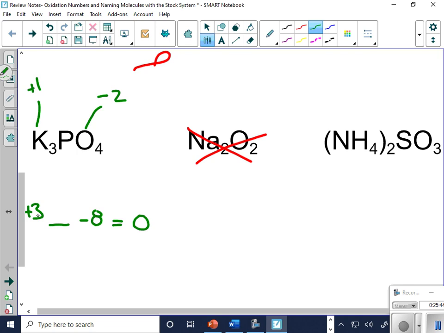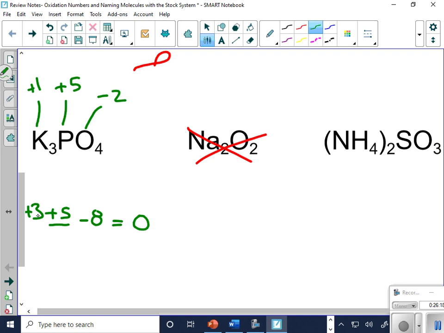So what makes that equation correct? +3 plus 5 minus 8 equals 0. I only have 1 phosphorus, so that tells me that that phosphorus takes a +5. Questions on how I did that? Now, this second one here is a little bit more challenging.